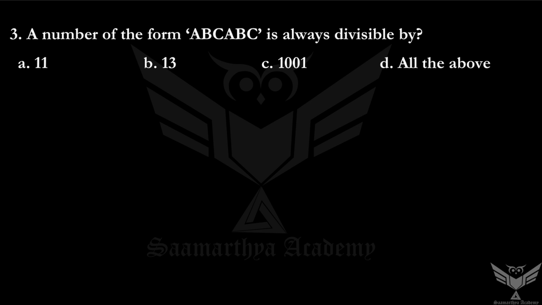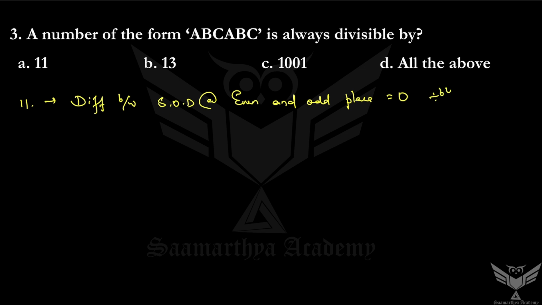Now there's a number of the form ABCABC, which is always divisible by. Now there are options like 11, 13, and 1001 and all the above. Now first we'll go for 11. Now what is the divisibility rule for 11? Difference between sum of digits at even and odd places should be equal to 0, or it should be divisible by 11.